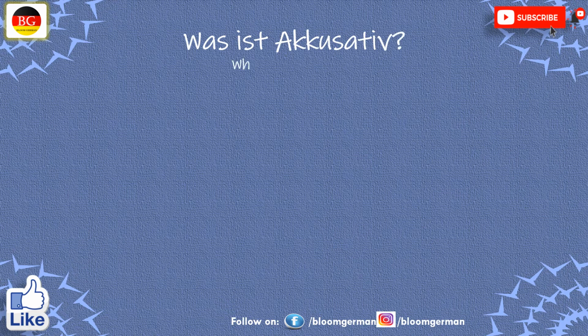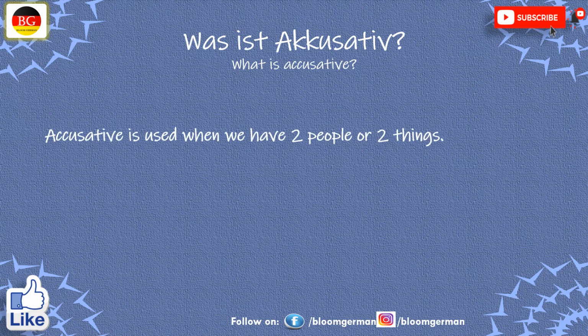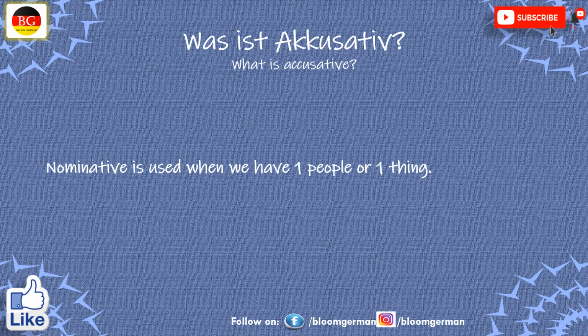What is accusative case? Keep it in mind, I will give you 3 points here. First, accusative is used after a specific verb and preposition. Second, accusative is used when we have two people or two things. It can be a person or another one is a thing. It can be anything. Nominative is used when we have one person or one thing.